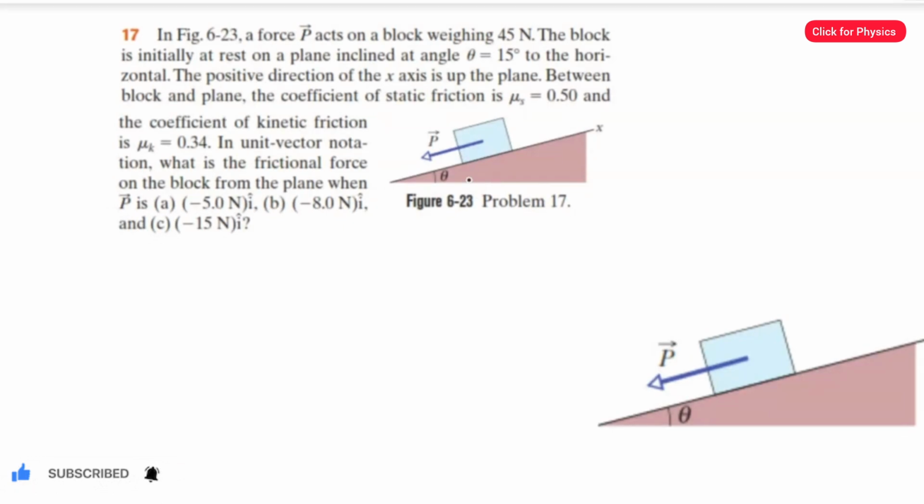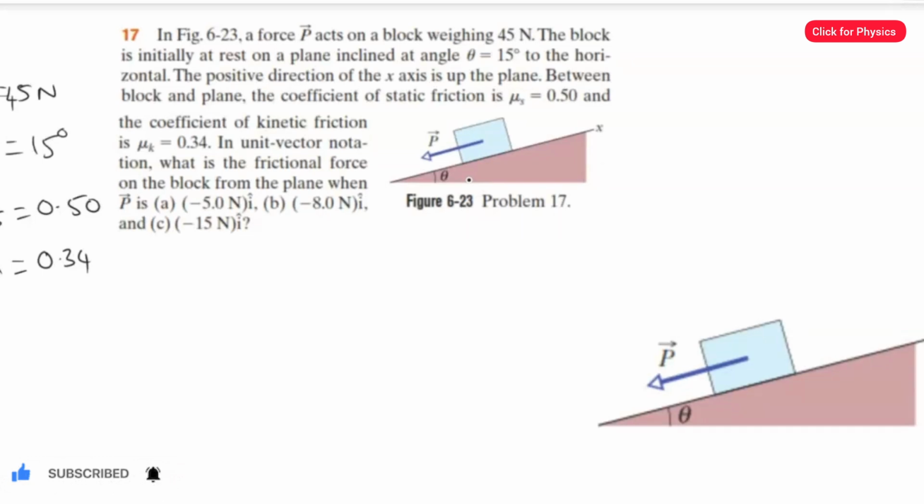First of all, let's rewrite the given. The weight of the block is given as 45 Newton, the angle theta is 15 degrees, the static coefficient value is 0.50, and the kinetic friction coefficient value is 0.34. And now we have to draw the free body diagram for this figure.